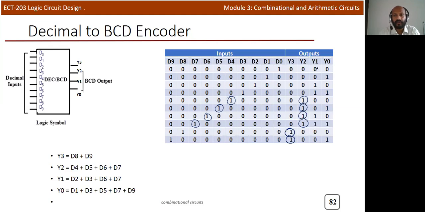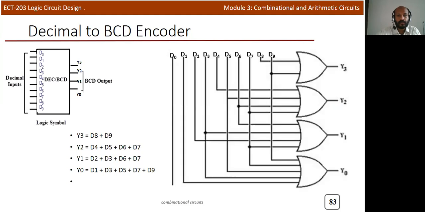And when Y1 is equal to 1, again 4 combinations. We can see that D2, D3, and again D6 and D7. Okay, that is Y1. Y0 is equal to 1 for odd values, so you can see 1, 3, 5, 7, 9. So I think this is the logic circuit, and we can verify that Y3 is D8 and D9.